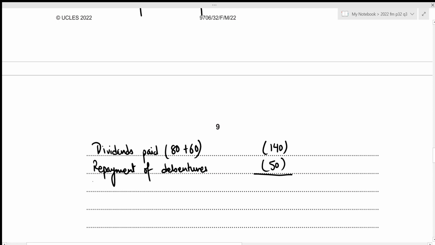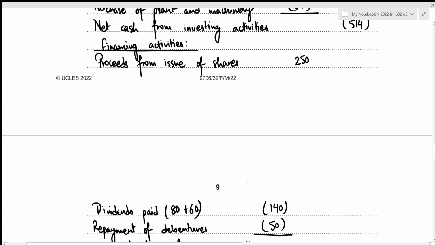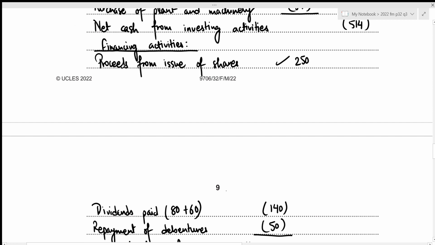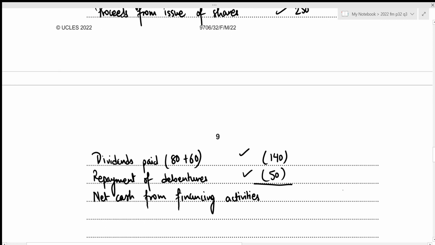All right, this concludes everything to be included in our financing activities section, which means that we can now move towards figuring out the net cash from financing activities. And that is just going to be the sum of these three amounts. That's 250 minus 140 minus 50, which results in a positive balance of 60,000.